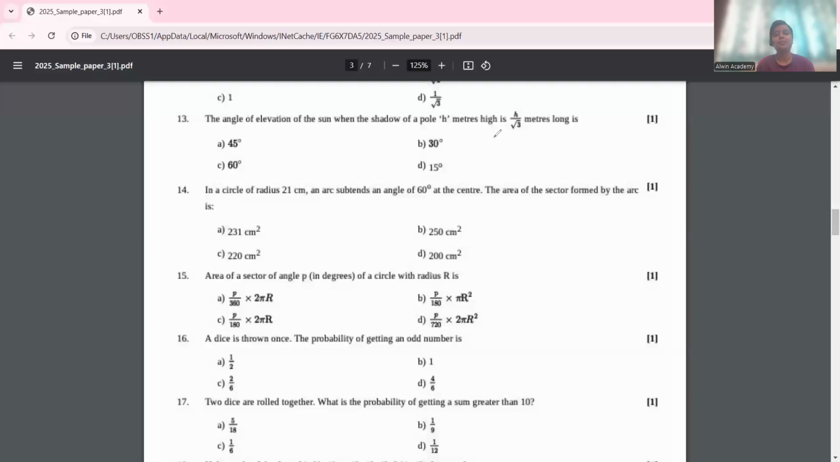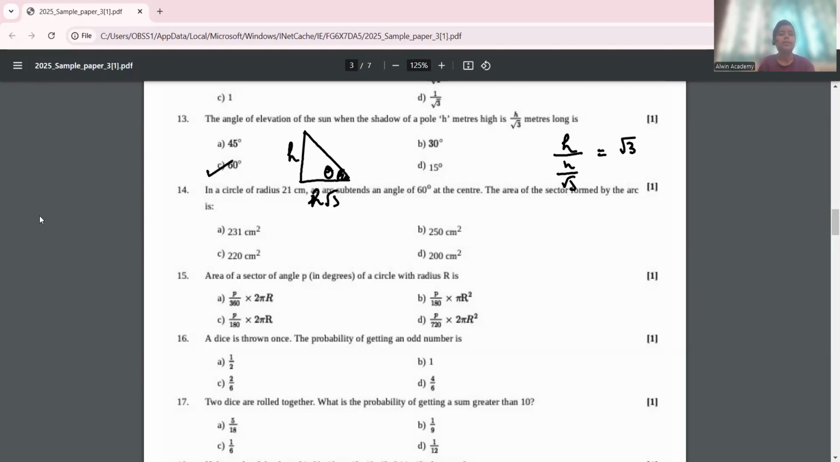So this is our pole which is h meters high, and its shadow is h root 3. Now the angle of elevation of the sun is basically this angle. Now we are given the height as h and the base or the distance, whatever we said, h by root 3. So what we can do is let this be theta. So tan theta is h by root 3. Now when this gets reciprocal, we get root 3. Tan theta is root 3 and tan's value is root 3 only when the theta angle is 60 degree.